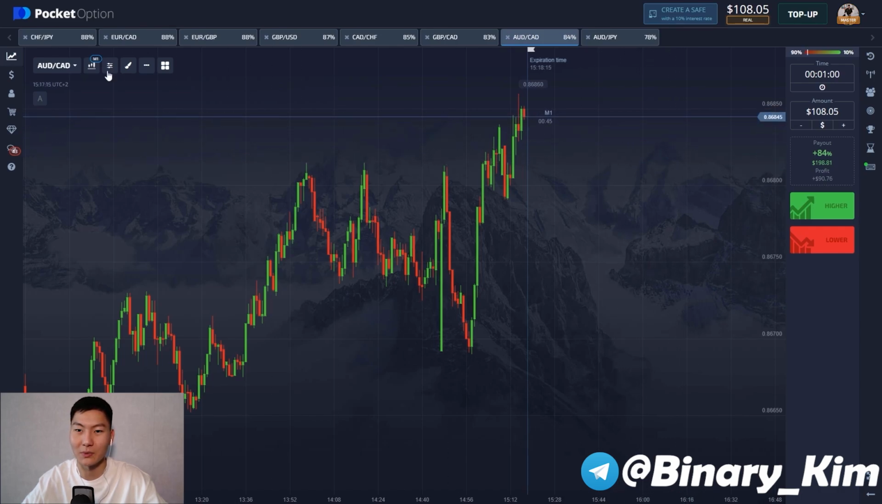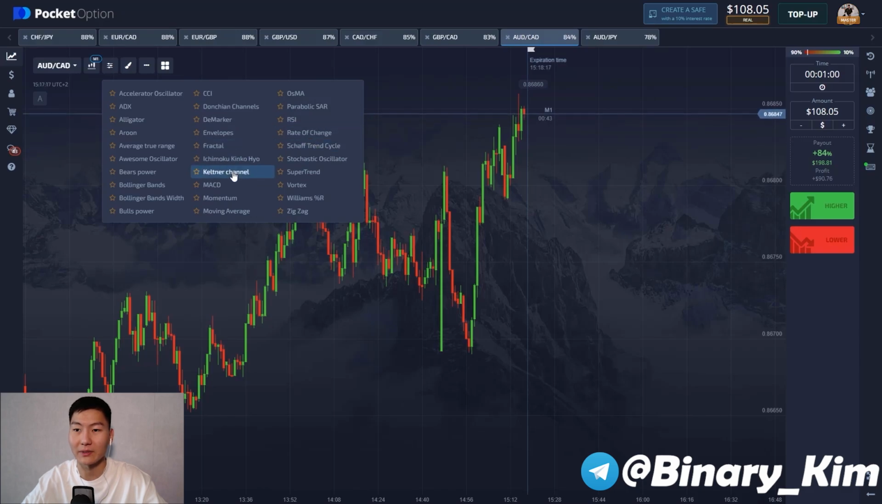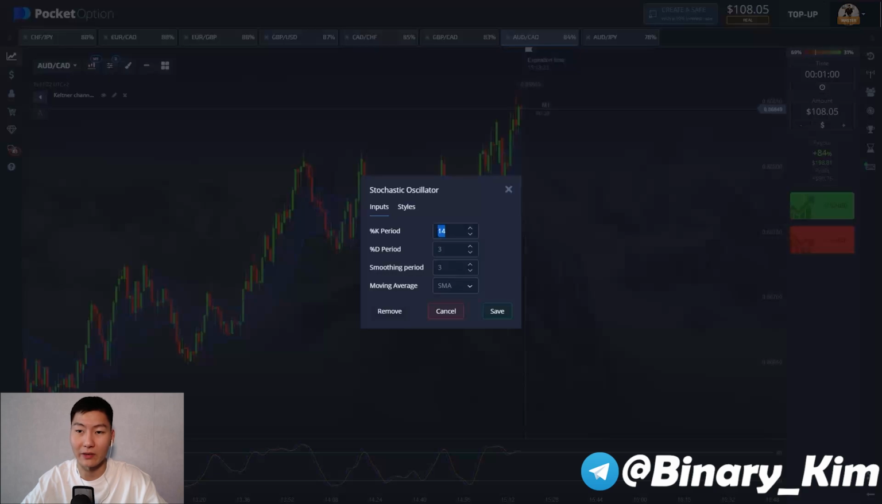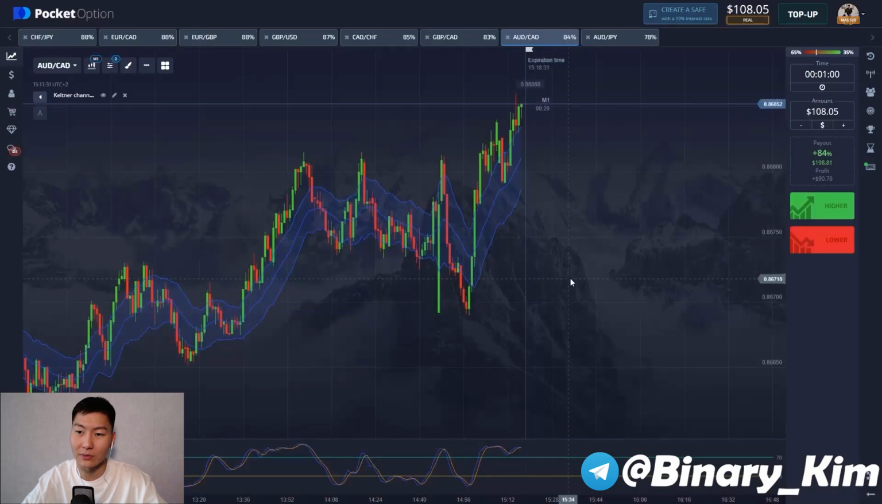Today we got a little more than 100 bucks on the balance. We trade on 1 minute time frame for the maximum deposit amount. Let's pick the indicators for today. It's gonna be the Keltner Channel and stochastic. That's pretty simple. We set the period to 20 on the stochastic, and we set the overbought zone to 70 and the oversold zone to 30.